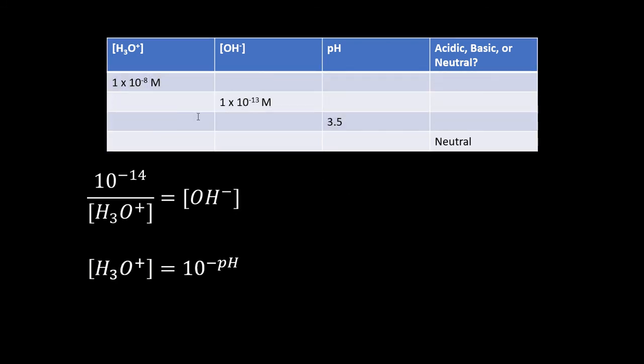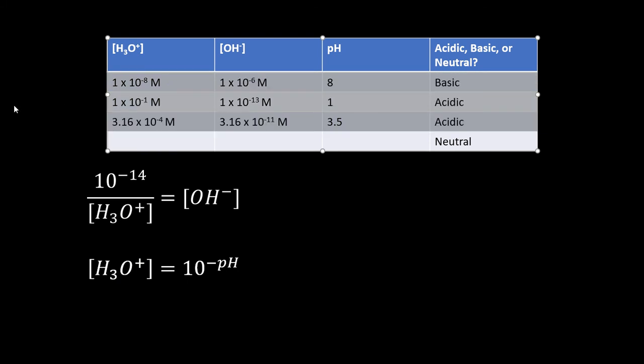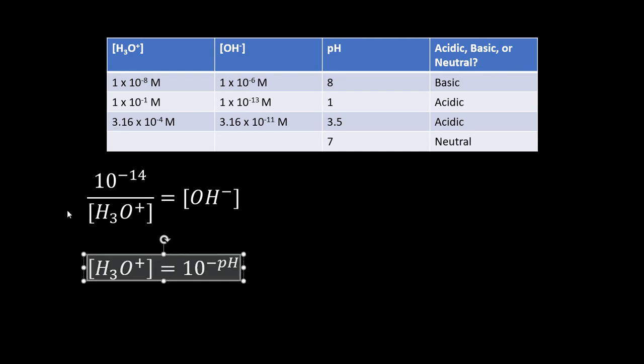And for the last row, this is very simple. We're already told that this solution is neutral. So right off the bat, that tells us that the pH has to be 7. And just like the prior example where we already knew the pH, we can solve for the hydronium ion concentration by taking 10 raised to the negative 7th power, or 10 raised to the negative of the pH.